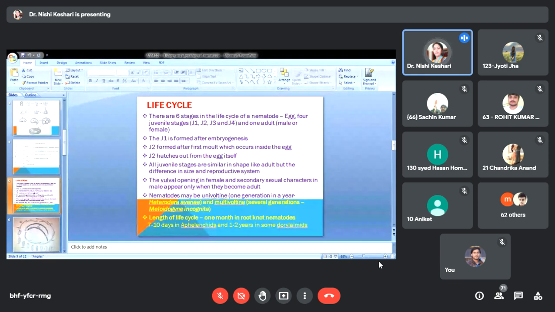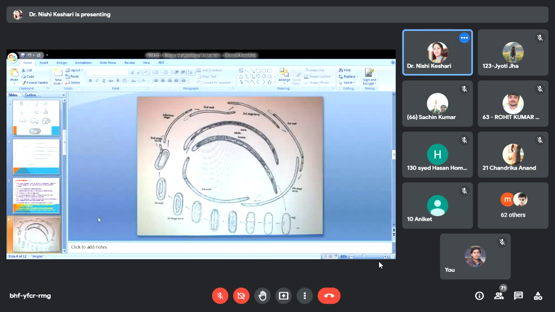Okay, so what happens? First you see the diagram. I haven't drawn the flow diagram. Actually, this is the egg. Here the embryogenesis is also drawn, from egg to different egg stages. This is the four cell stage. Then the first stage larva is formed. Is this slide visible to all? Yes, ma'am. Okay, so this is the first stage larva.